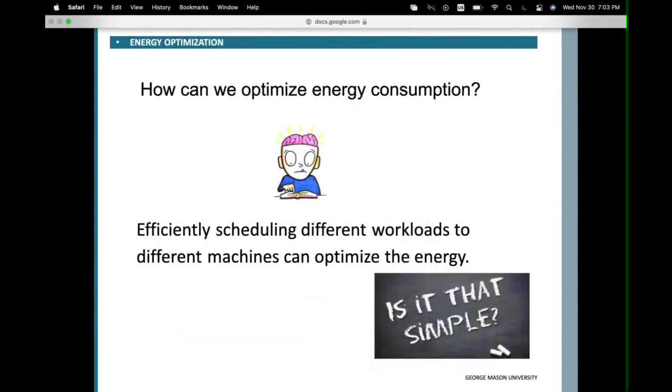So I'll come back to that more. So how do we optimize energy consumption? So the idea here is that we want to make sure of all of these.